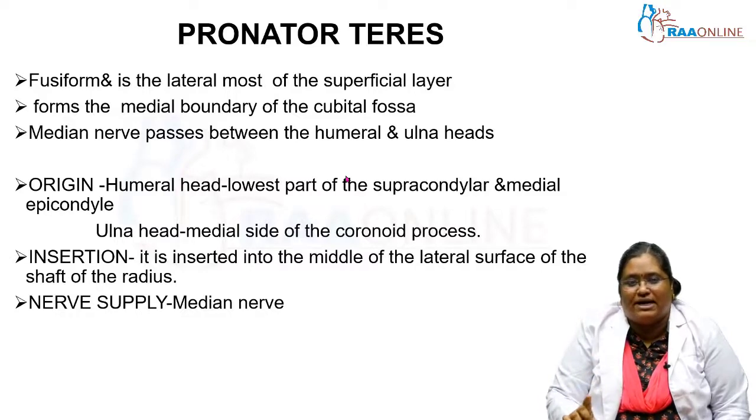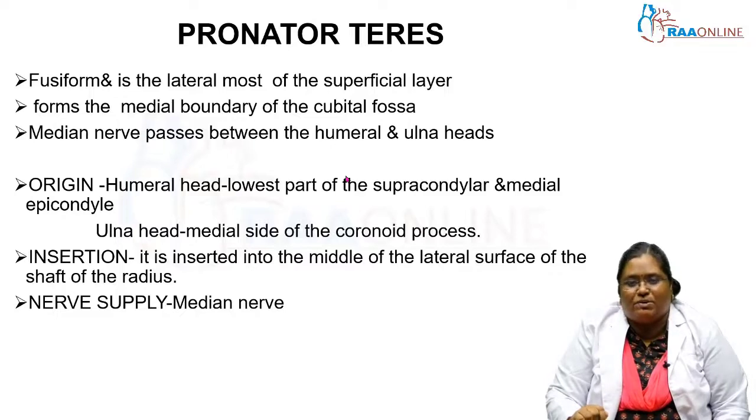One is the humeral head, another is the ulnar head. The humeral head takes origin from the lowest part of the supracondylar ridge and the medial epicondyle, whereas the ulnar head takes origin from the medial side of the coronoid process. And where does it get inserted? It is inserted into the middle of the lateral surface of the shaft of the radius, at the maximum convexity of the shaft of the radius.